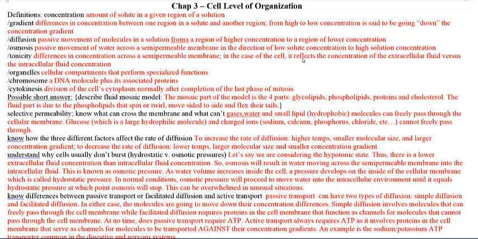What can't get across? Most significantly, glucose and any charged molecule, because charged molecules, remember, don't work with lipids. They can't interact with them. And the only exception to that is water. We talked about there being diffusion, and we defined diffusion up above.